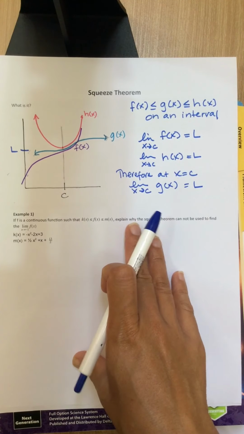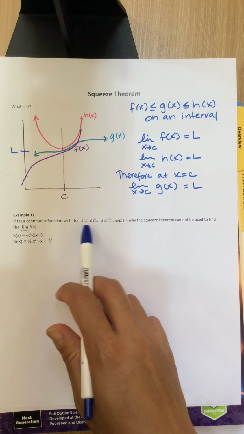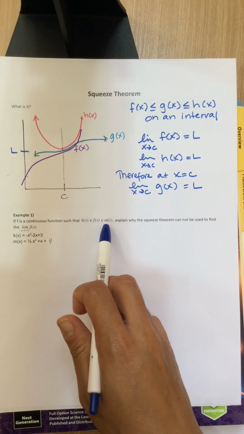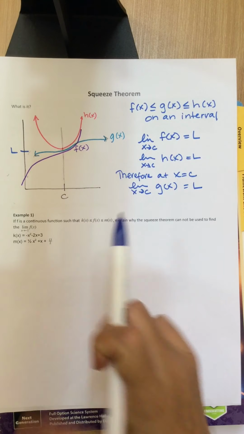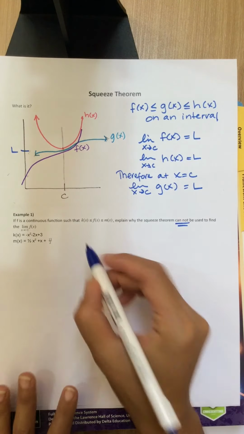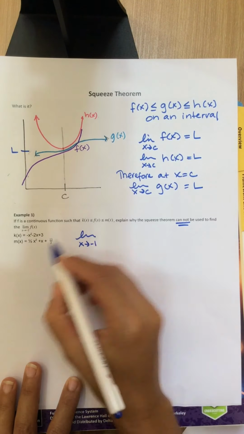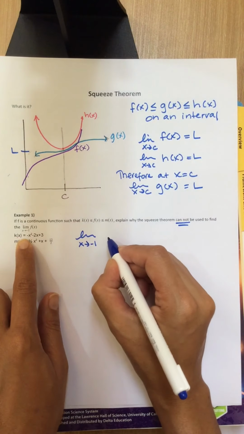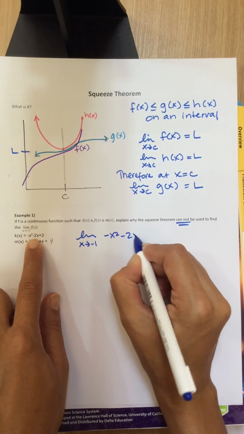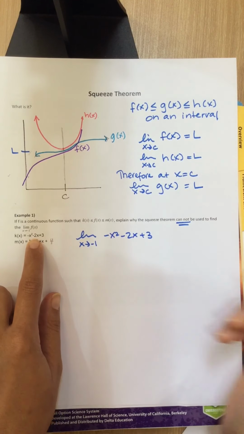So example 1 says, if f is a continuous function such that f of x is greater than k of x but less than m of x, explain why the squeeze theorem cannot be used to find the limit as x approaches -1 of f of x. Okay, so let's figure that out. First of all, let's find the limit as x approaches -1 of k of x. So k of x is going to be -x squared minus 2x plus 3. So let's find the limit of that. So we can just use algebraic substitution here.